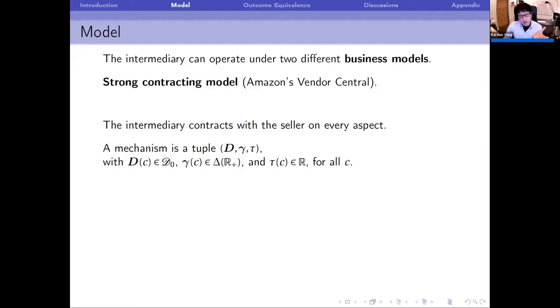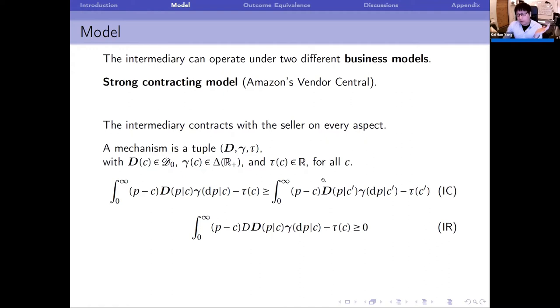And therefore, we can just look at the direct mechanism that asks the seller to report her cost, so that given each report, say C, a mechanism specifies D of C, which is a signal that's going to be provided to the buyer, gamma of C, which is the distribution over price from which the seller would have to draw when selling the good to the buyer, and tau of C, which is the amount of money that the seller would have to pay to the intermediary.